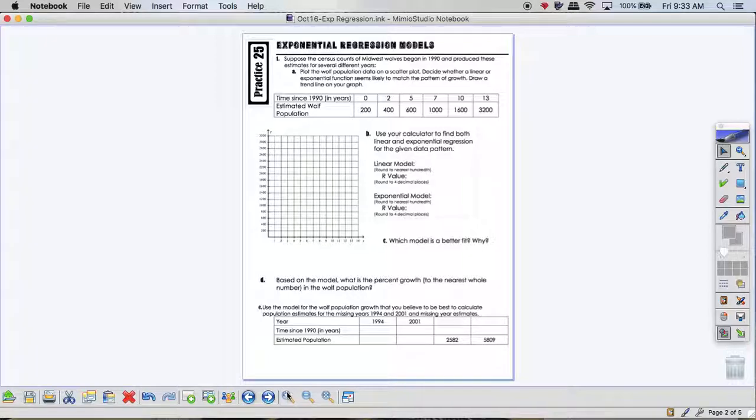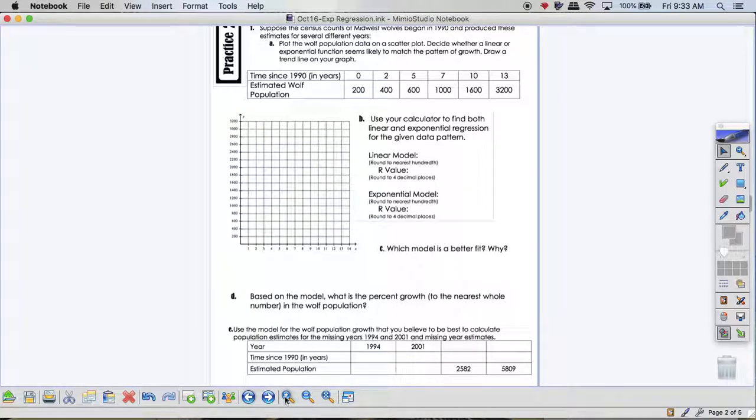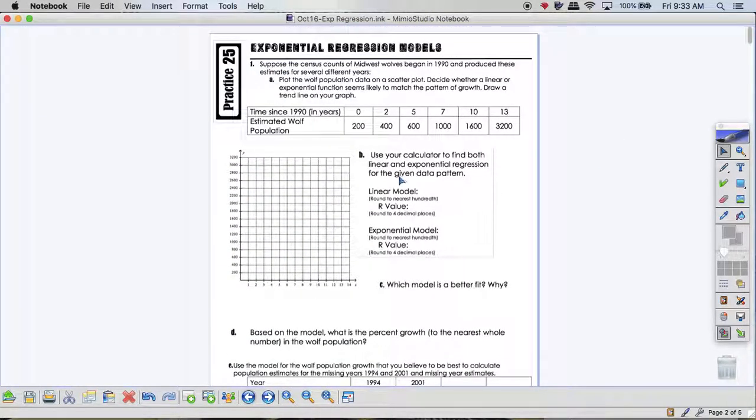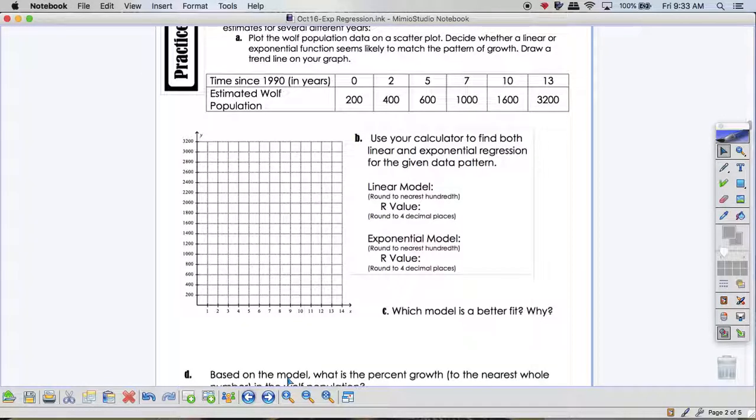Okay, on this practice, it says, suppose we're talking about counts of Midwest wolves beginning in 1990. And these are the estimates. So this is the year since 1990. It says to draw a trend line on the graph. So I'm going to graph these points.